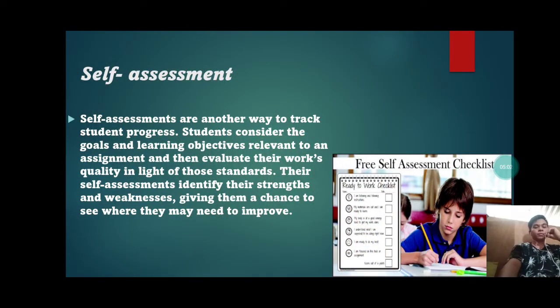Self-assessment. Self-assessments are another way to track students' progress. Students consider the goals and the learning objectives relevant to an assignment and then evaluate their work's quality in light of those standards. Their self-assessments identify their strengths and weaknesses, giving them a chance to see how they may need to improve.